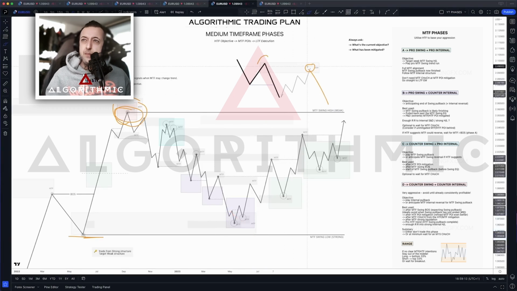Now, what this multi-time frame analysis also helps you with is phase D. Jumping a bit ahead here, but this is when you're going to trade counter swing and counter internal. This is when it's going to make a bit more sense. Why? Because the higher time frame is a higher probability, right? So higher probability to catch a short here, trying to anticipate that that's going to be the move. Okay. But what I would say to most of you is that what I recommend is phase D is very aggressive. Avoid it until you're already consistently profitable, because you're trading counter swing and counter internal or immediate time frame, and at least wait for a medium time frame shock.